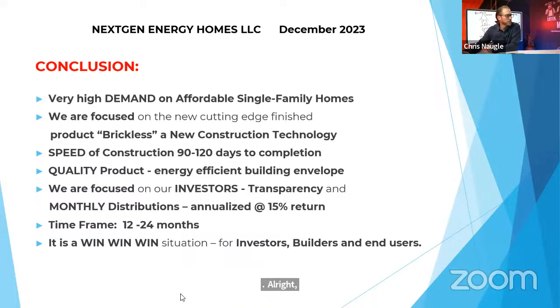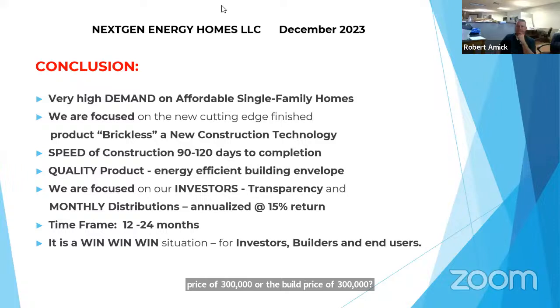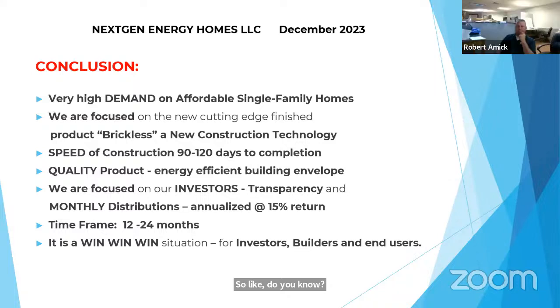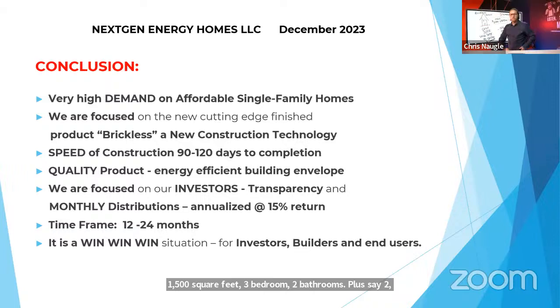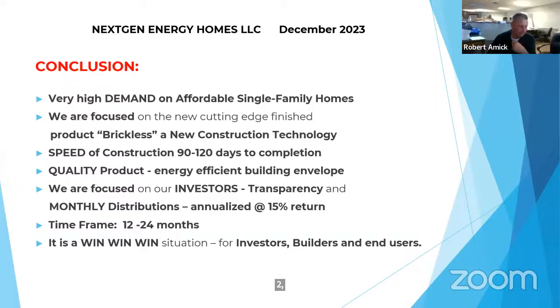Glenn, this is a good question. What is the expected monthly rent based on the purchase price of $300,000 or the build price of $300,000? So the monthly rent price on a 3-bedroom, 2-bathroom is average right now $2,500 to $2,800 for 1,500 square feet, 3-bedroom, 2 bathrooms, plus a 2-car garage. Okay. So $2,500 to $2,800. And I'm just putting this all on the board as we go here, folks.